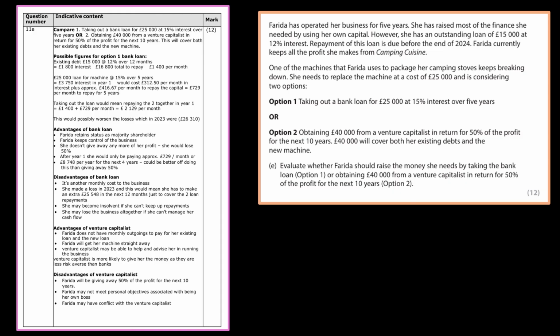So you can see it's quite a complex question, but also quite simple. If you sit and read the content answer, you'll see that it is possible to build up 6 points or 5 points on the bank loan and five marks on the venture capitalist, and then rounding it off with a nice summary conclusion as to which one is the best option and telling the examiner exactly why.